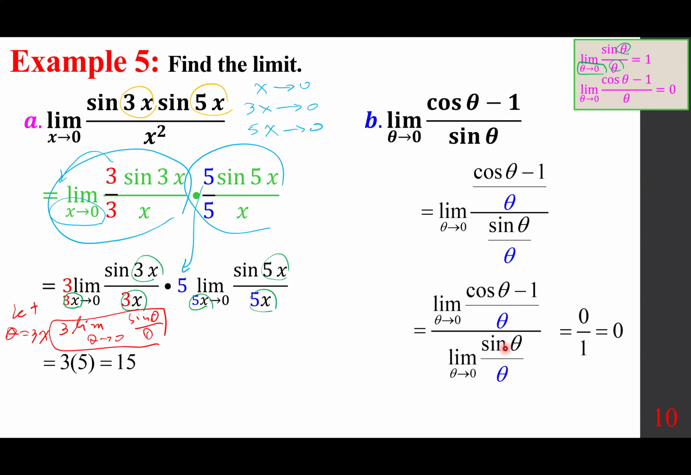Then I want to go back to something and tell you, if you plug in, cosine of 0 is 1. 1 minus 1 is 0. Sine of 0 is 0. So if you plug in, you get 0 over 0. I want you to know that. If you plug in, you get 0 over 0. The same thing for part A, you get 0 over 0.